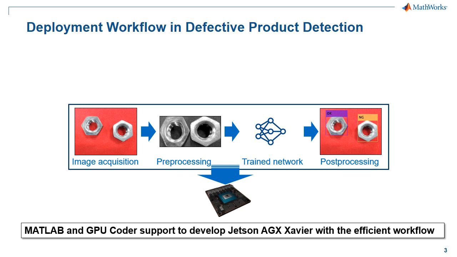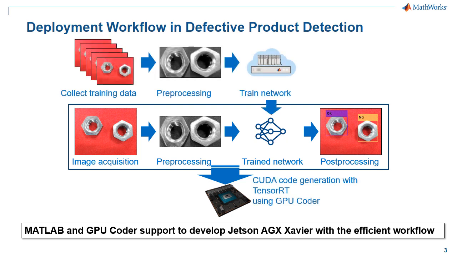So once we've gone through and we've implemented this entire process, then we can go ahead and compile the entire application. This includes the pre-processing, the post-processing, as well as any sort of deep learning networks that you have in the middle. And we can compile that down into the Jetson board. And of course, in order for us to get to the trained network, we'll need to collect some training data. We'll need to do some pre-processing before we can go through and train the network. So this is kind of the entire workflow that we'll be talking about. And over the next couple of slides, we'll walk through each of these different steps.